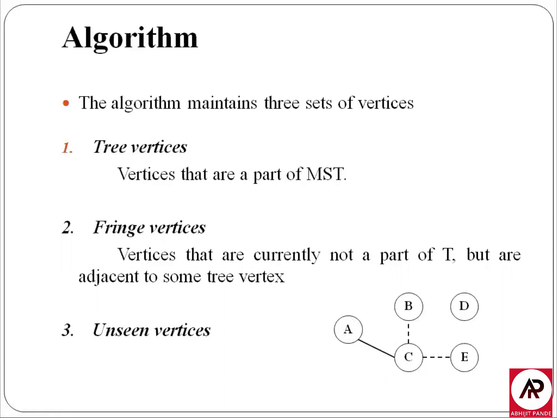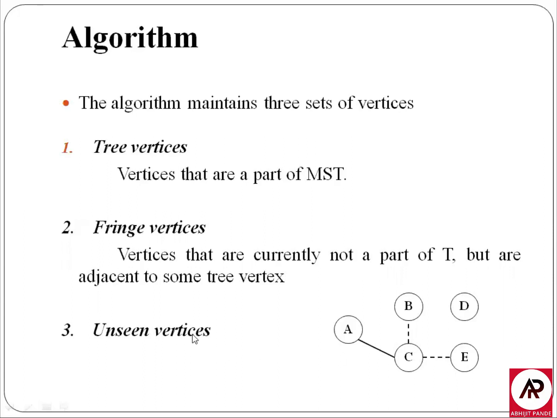Now, fringe vertices. The fringe vertices are those vertices that are currently not part of the MST but can be added to the MST later on, depending on the cost associated with the edge. So for node C, there are two dotted lines, that is towards B and towards E. It means that either node B or node E can be added into the minimum spanning tree depending on the path or the cost associated with that edge. So node B and node E are called the fringe vertices.